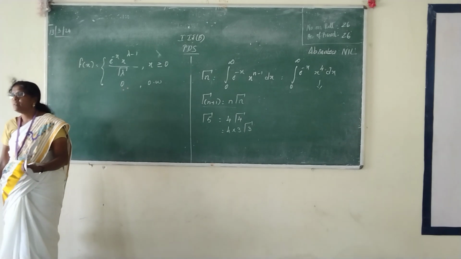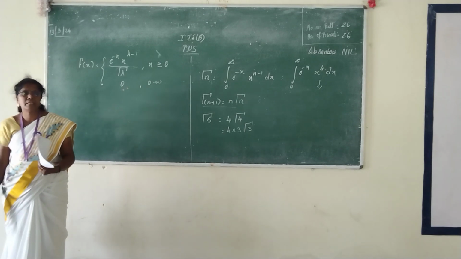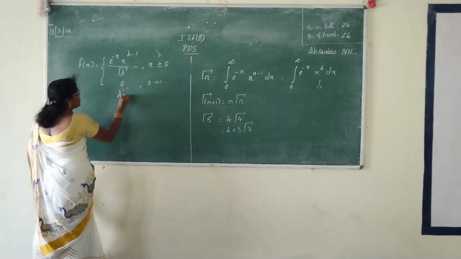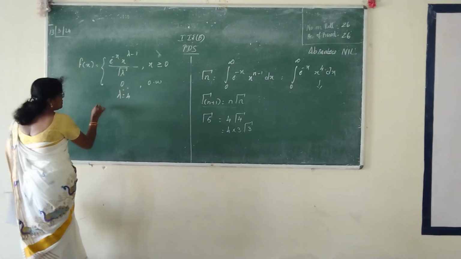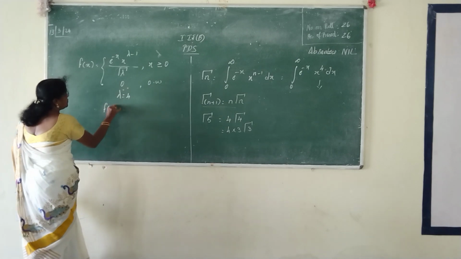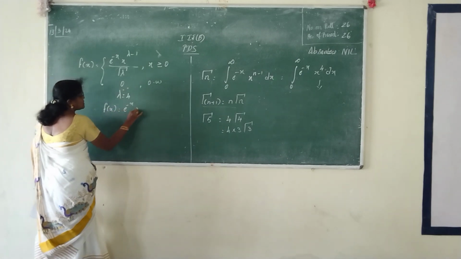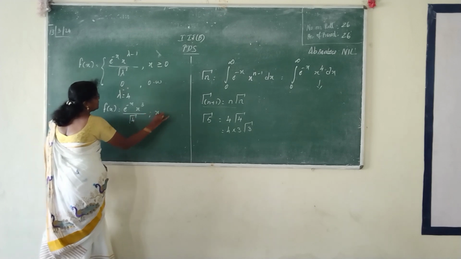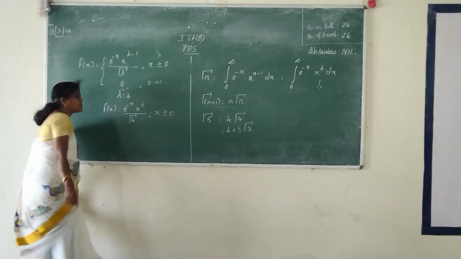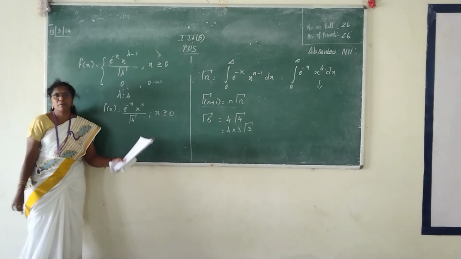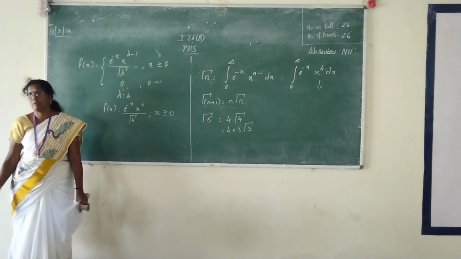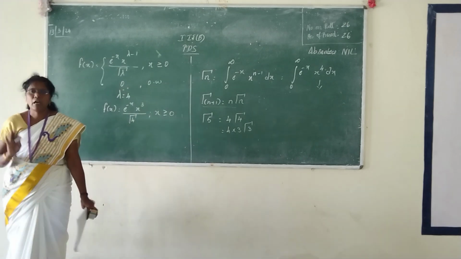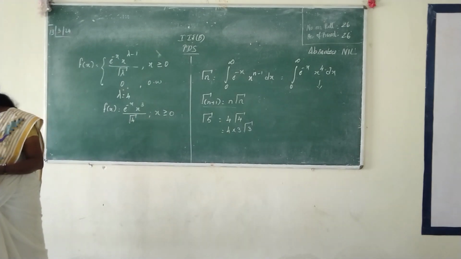What is the next one? Let us substitute here lambda. What is lambda given to be? Given lambda equal to 4. Therefore f of x equals e power minus x cube divided by gamma 4, for x greater than or equal to 0. The general form is x power lambda minus 1 by gamma lambda. Using this definition only you are going to solve the problem. Now identify what you are supposed to find.